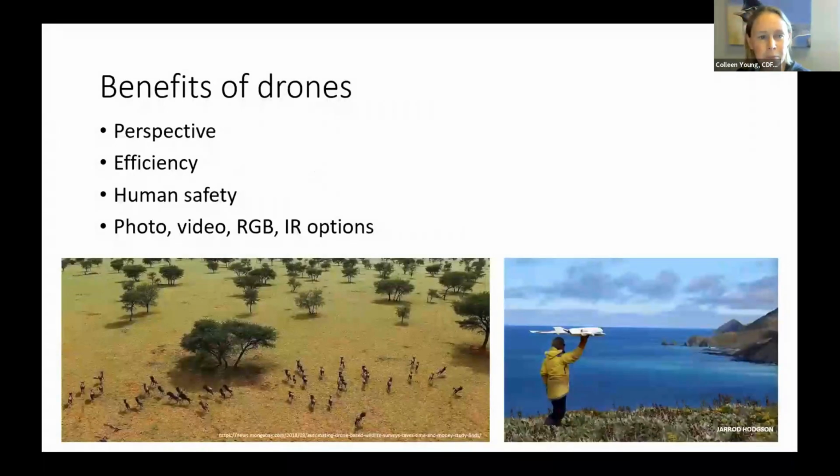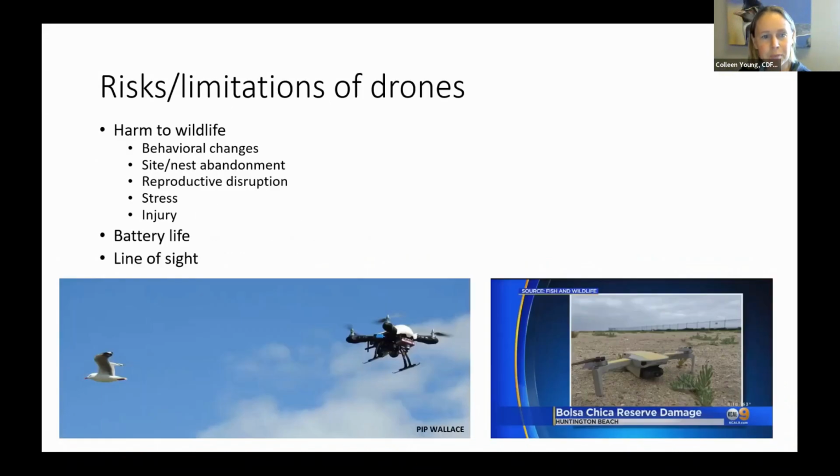There's many benefits to drones over other methods of surveying and monitoring wildlife, including providing that unique aerial perspective. It can improve efficiency by covering a large area over a short period of time. It can improve human safety if it means removing humans from airplanes to conduct that similar research. And it also allows you to get different types of images and photos in regular color, like in the RGB spectrum, or infrared options.